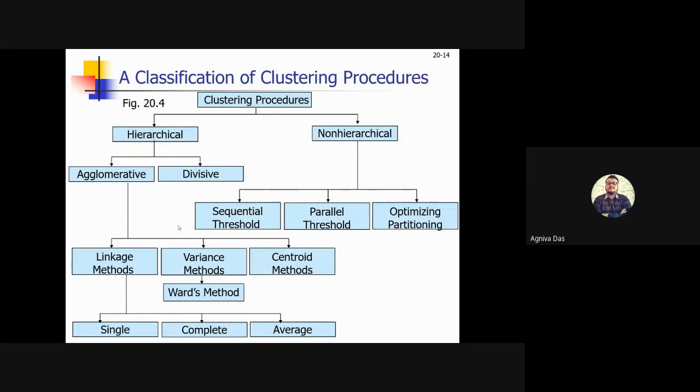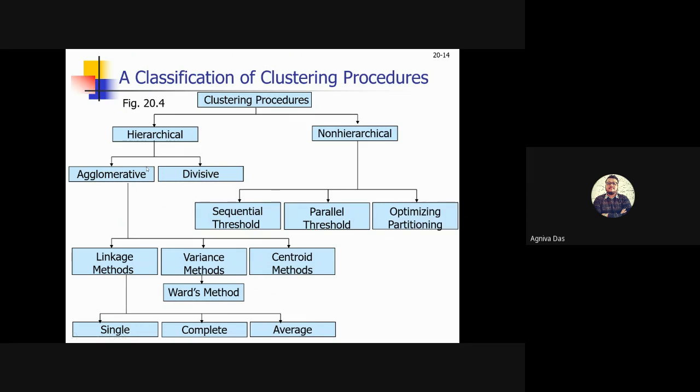Now, there are many clustering procedures. The most basic demarcation is hierarchical and non-hierarchical. In hierarchical clustering, there are 2 main types of clustering: agglomerative and divisive.